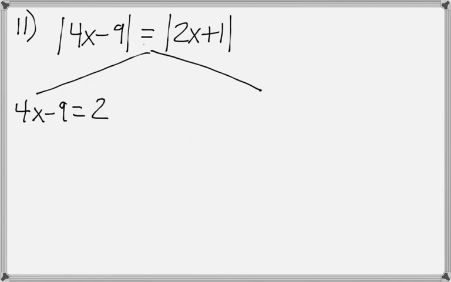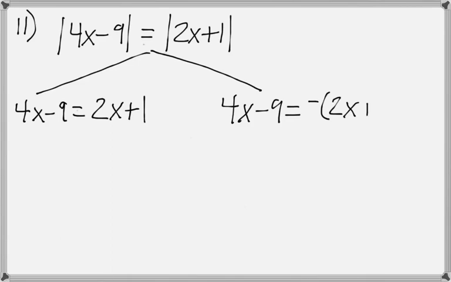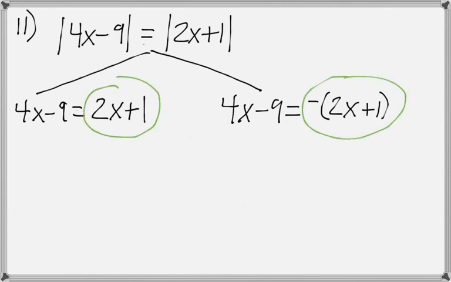Again, the right-hand side is what you make one of them positive, one of them negative. So this will be the positive side, and then this one will be the negative version of it. So I'm going to put negative parentheses 2x plus 1. So it's like this is our positive branch, this is our negative branch. And I need to solve for it in both of them.